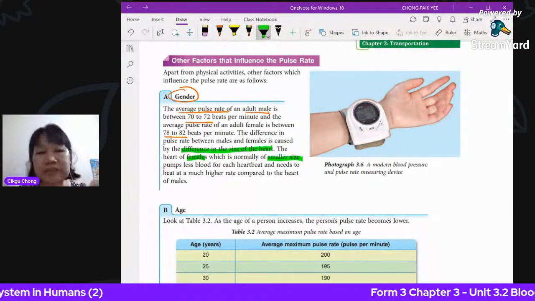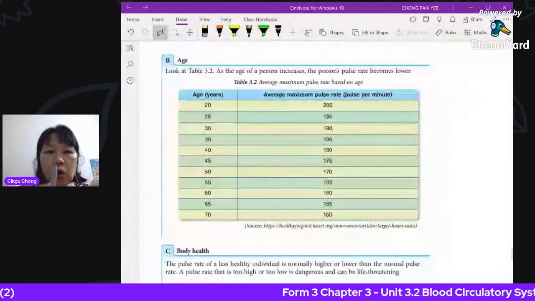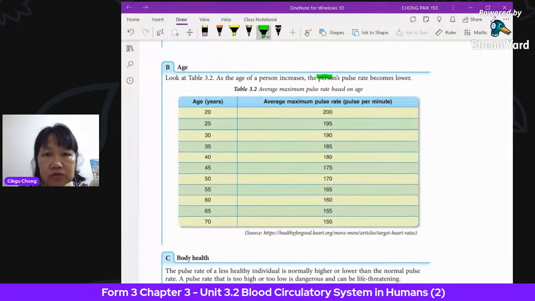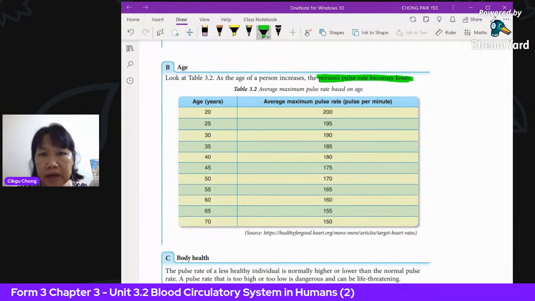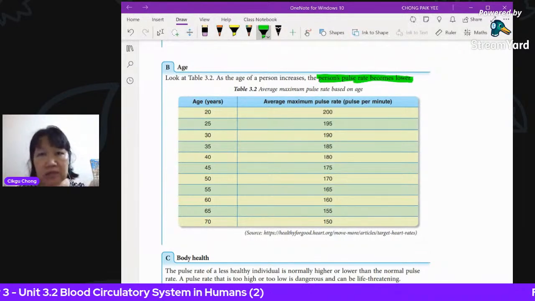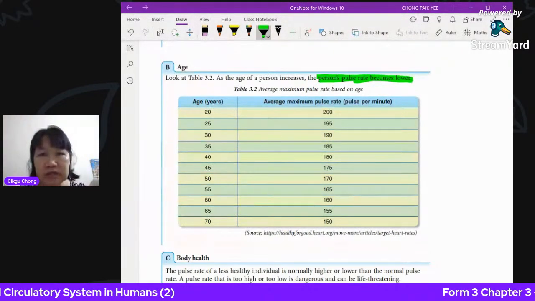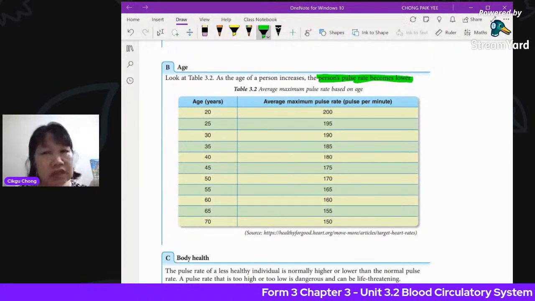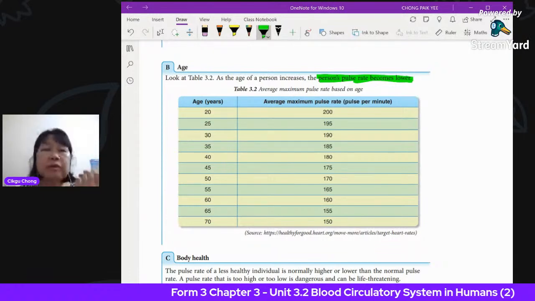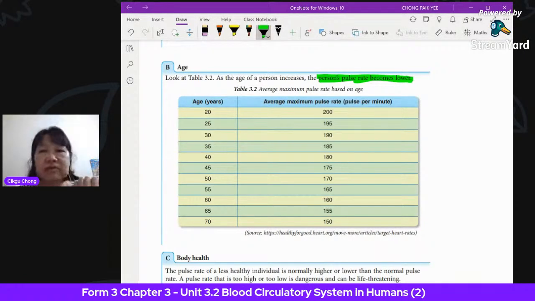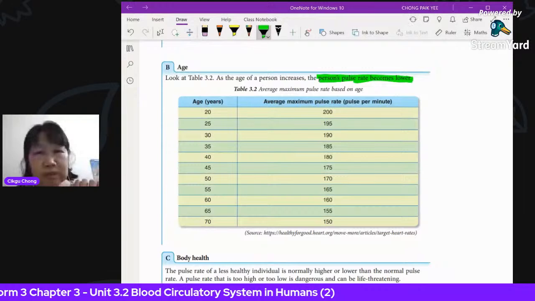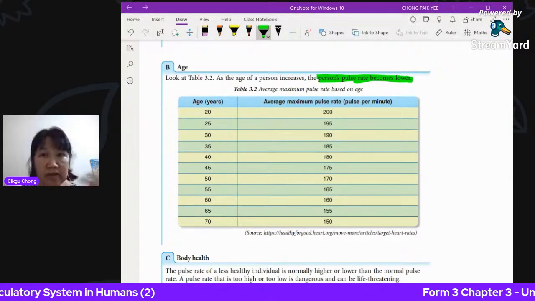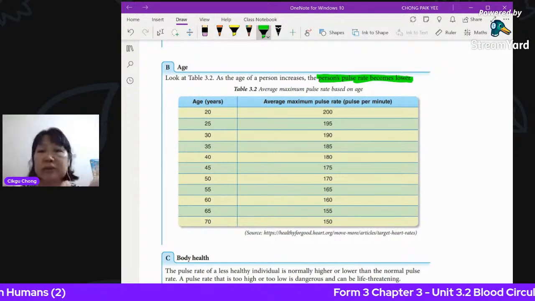Okay, number 2, the age. Now, the older you are, the person's pulse rate becomes lower. So if you compare an active person, let's say your age, with your grandparents who are maybe around 70, 80 years old, their heartbeat will be around 60 something, maybe 50, about 60 per minute. Yours will be 70 to 80. And because you have a more active lifestyle, you may even have higher.